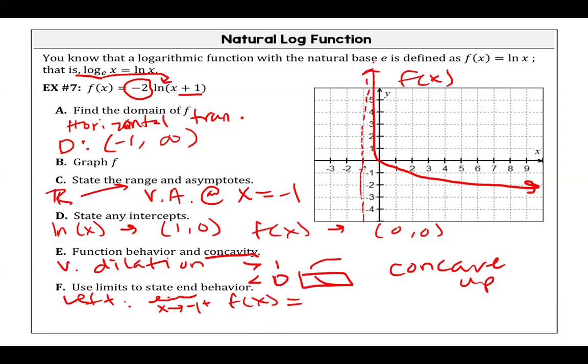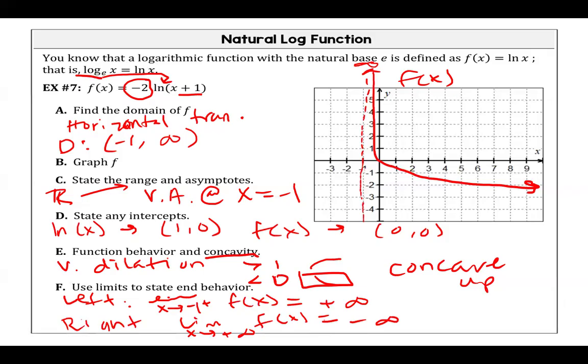Where am I going? Positive infinity. So the answer would be positive infinity. On the right-hand side, what am I doing? The limit as x goes towards positive infinity, f of x equals negative. And that's what it's expecting when it says to write your limit behavior.